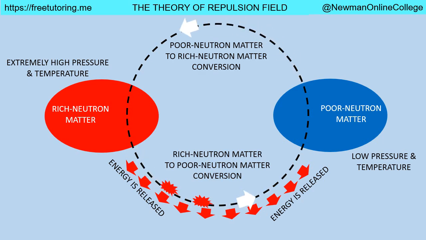And the reverse also holds true. If pressures and temperatures of a rich neutron matter body is lowered, for example, if it is no longer surrounded by pure neutron matter for some reason, such rich neutron matter will be converted back into pure neutron matter.